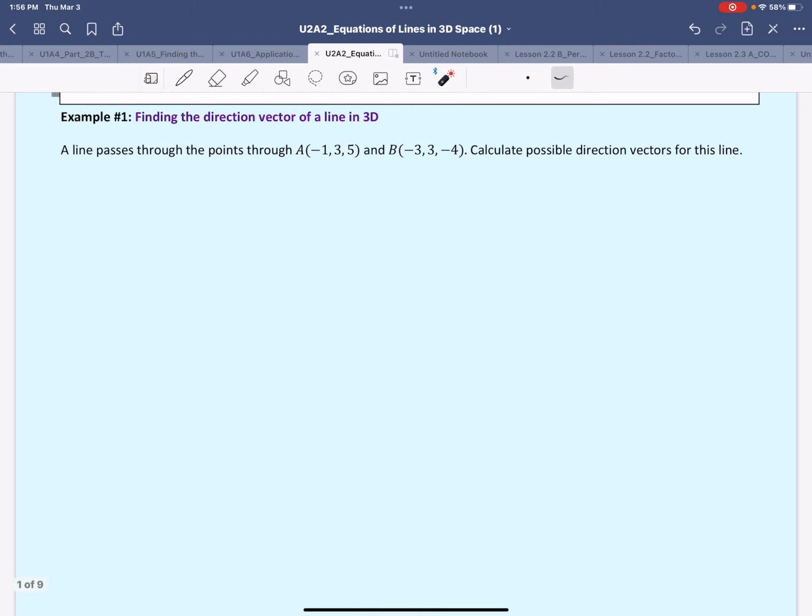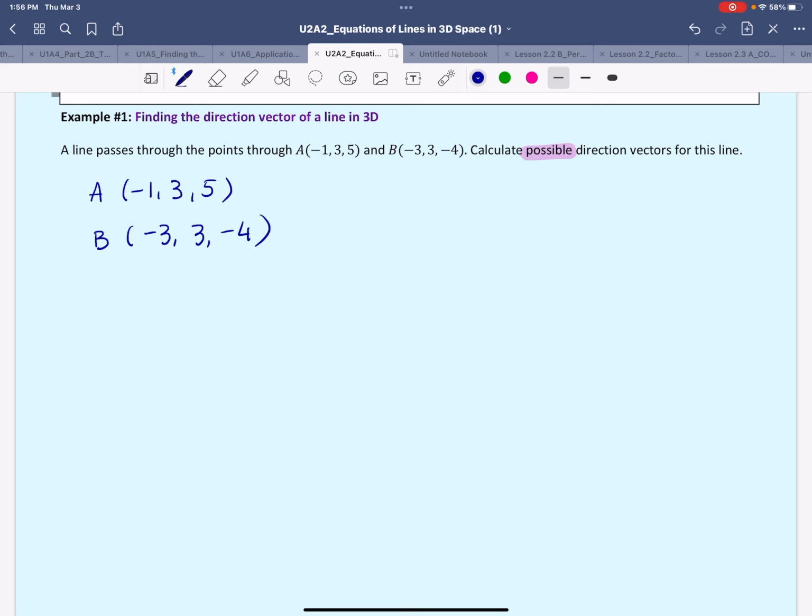So how do we find the direction vector of a line in 3D? We're given 2 points, A and B. We have to find a possible direction vector. Now I want to bring your attention to the word possible. This tells me right away that there may be more than one direction vector. And as a matter of fact, there is an infinite number of direction vectors that we can create. Let's get started with writing the information given. A is (-1, 3, 5) and B is (-3, 3, -4).